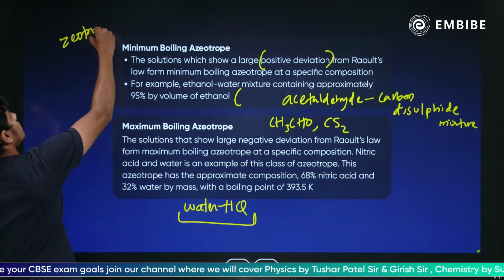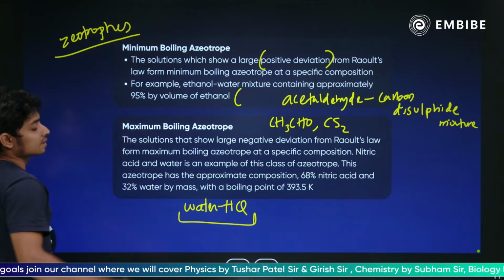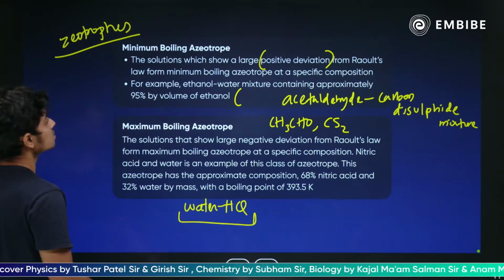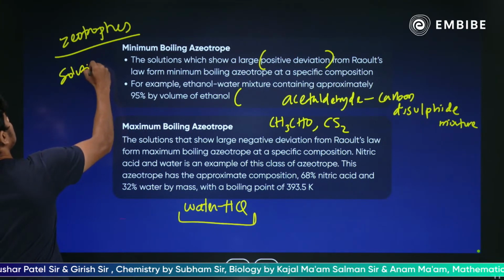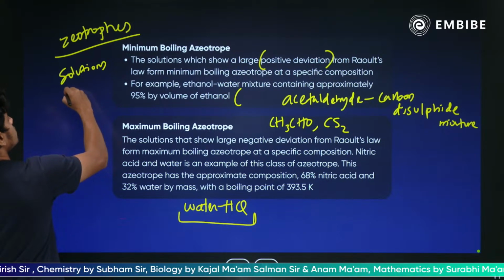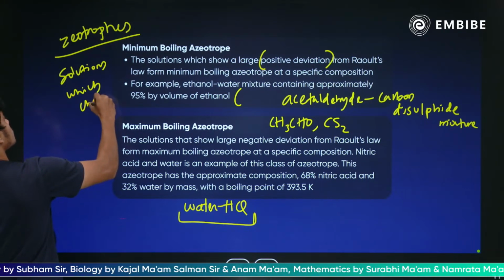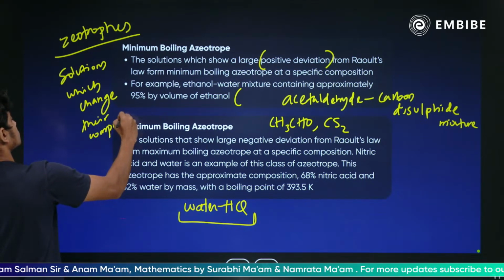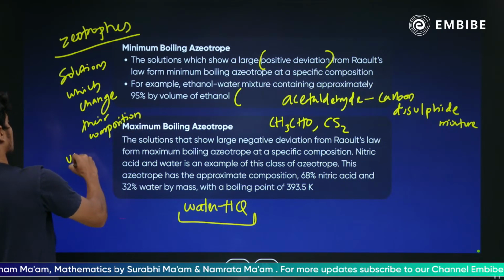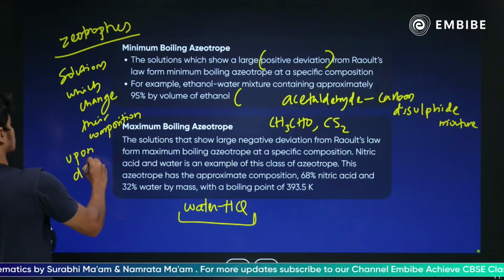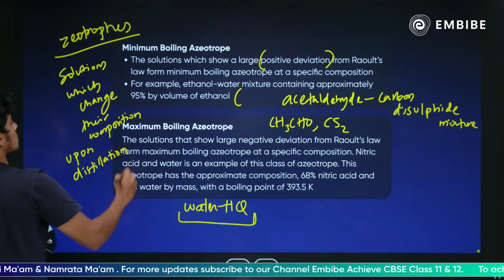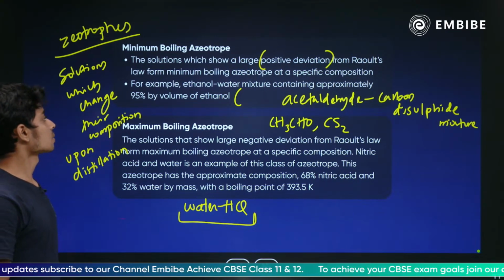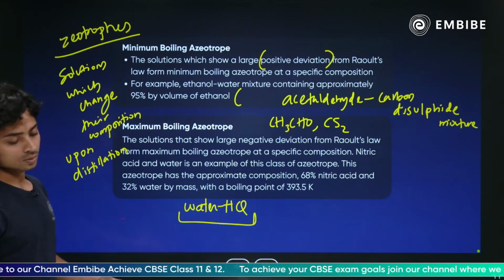Zeotropes, what are they? They are solutions which change their composition upon distillation. Distillation is basically like boiling. So you use distillation to separate mixtures. When you boil them, they will separate out.